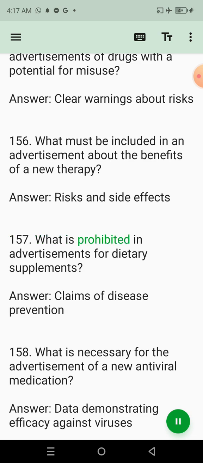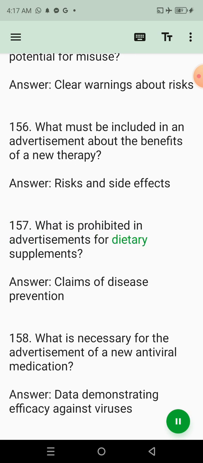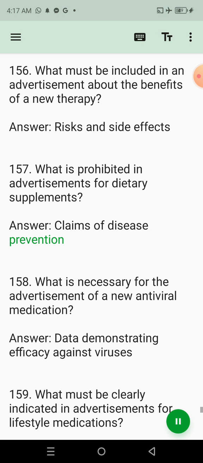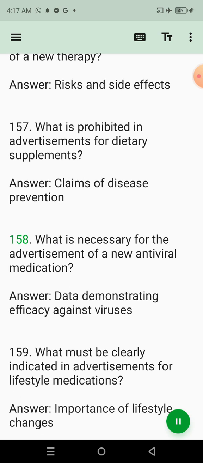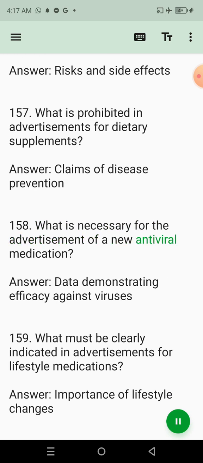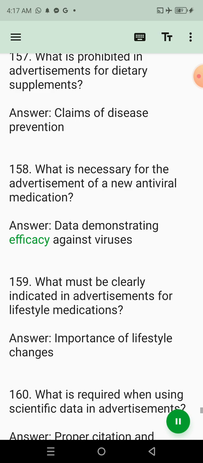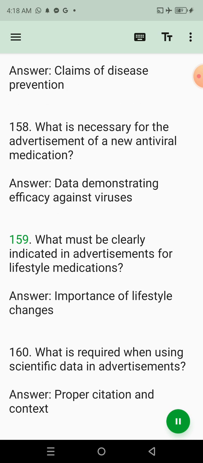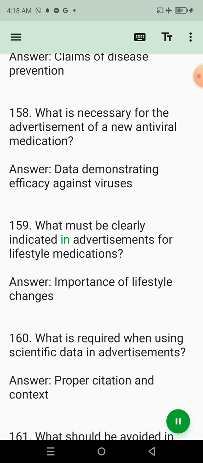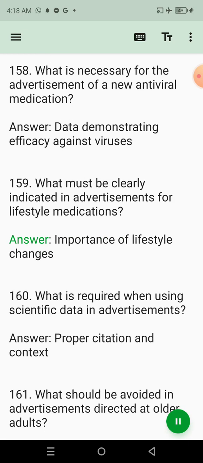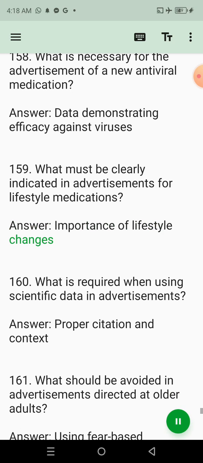157. What is prohibited in advertisements for dietary supplements? Answer: claims of disease prevention. 158. What is necessary for the advertisement of a new antiviral medication? Answer: data demonstrating efficacy against viruses. 159. What must be clearly indicated in advertisements for lifestyle medications? Answer: importance of lifestyle changes.